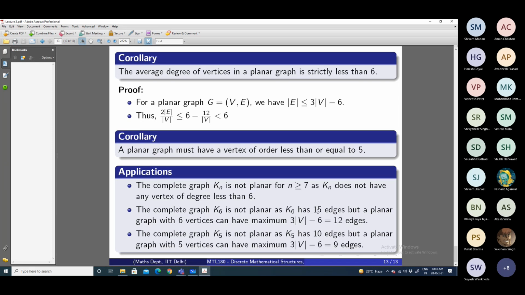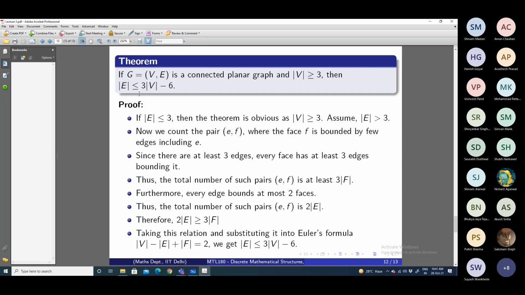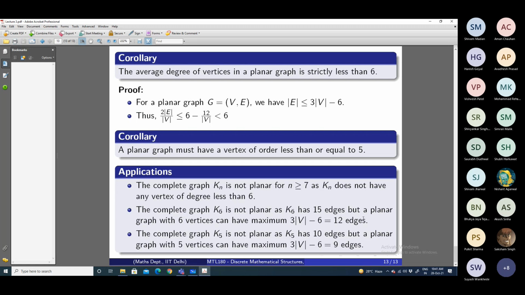6C2, that is 15 edges. But a planar graph with 6 vertices can have maximum these edges, right? So 3 times 6 minus 6. So it is 12. So a planar graph with 6 vertices can have at most 12 edges. But K6 has 15 edges. So K6 cannot be planar.